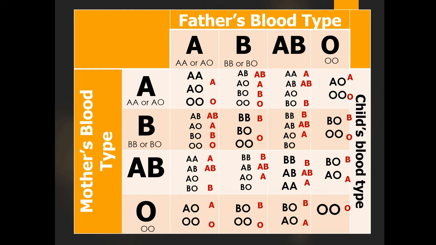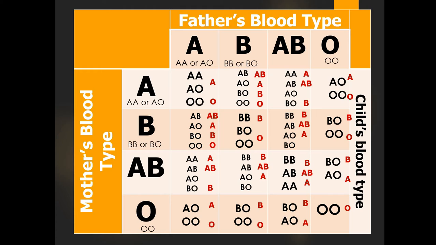So the red is what I'm going to see when I test for the blood type. And that's called a phenotype. The black is a genotype. That's like actual genetics. Accidentally did it backwards, but it works.